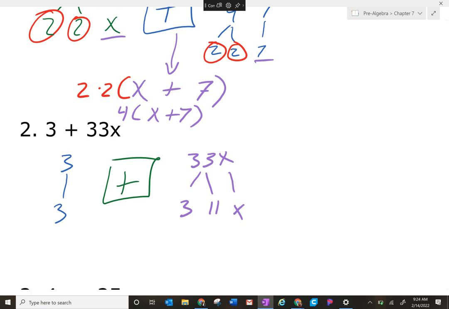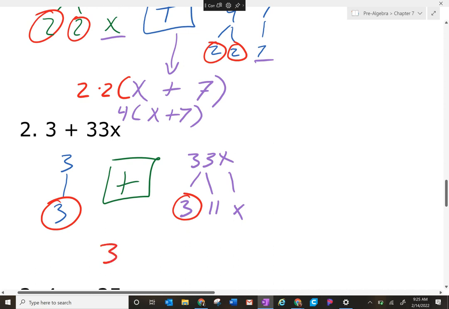Somebody new? What do they have in common? Luis? 3. They both have a 3. This one has a 3. This one has a 3. Can I circle anything else? No. That 3 stays on the outside.